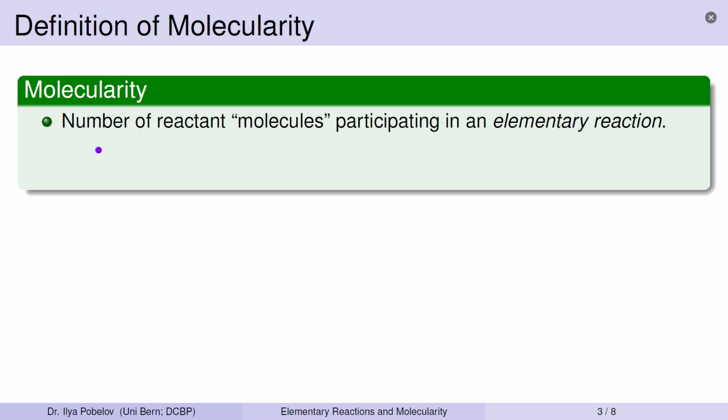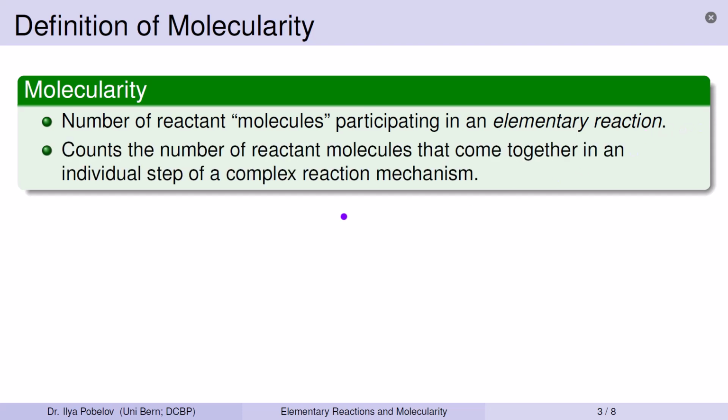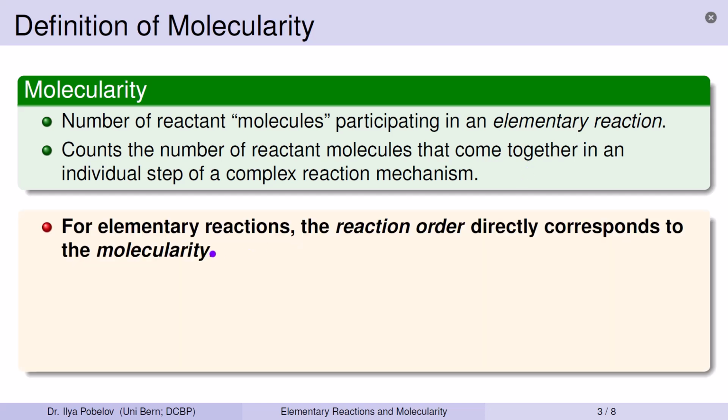It is defined as the number of reactant species that we refer to as molecules participating in an elementary reaction. It basically counts the number of reactant molecules that come together in an individual step of a complex reaction mechanism. The importance of elementary reaction steps lies in a straightforward formulation of the rate law. For elementary reactions, the reaction order directly corresponds to the molecularity.